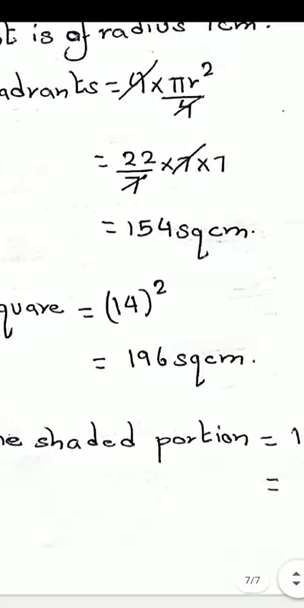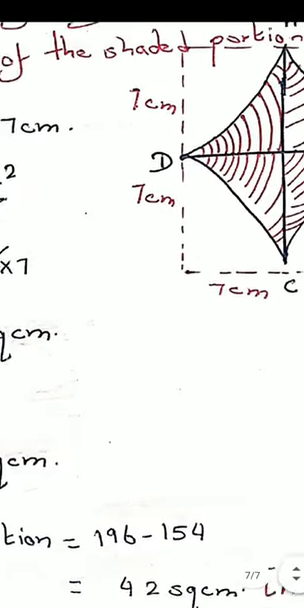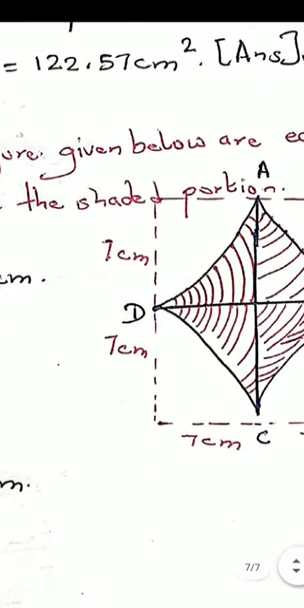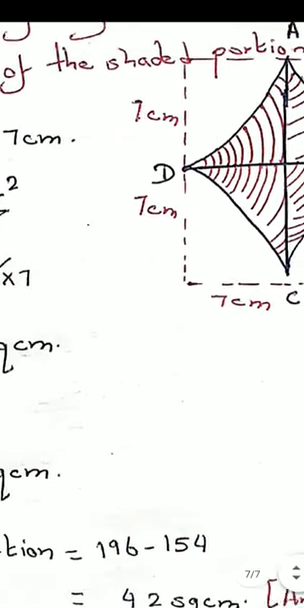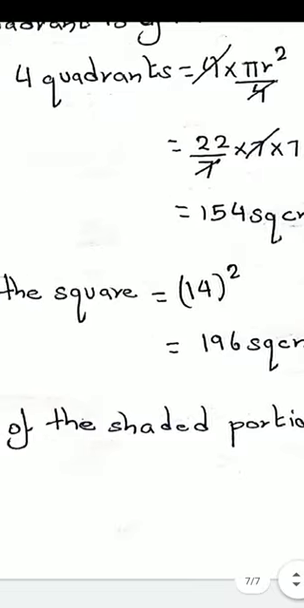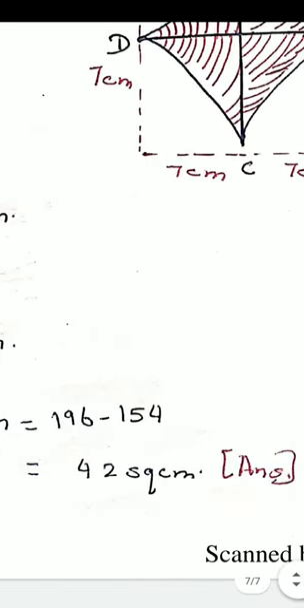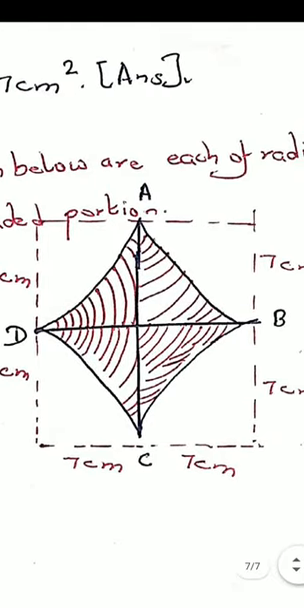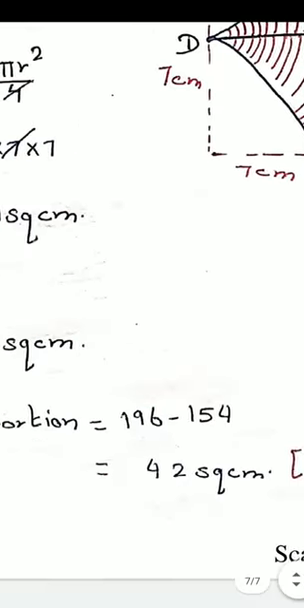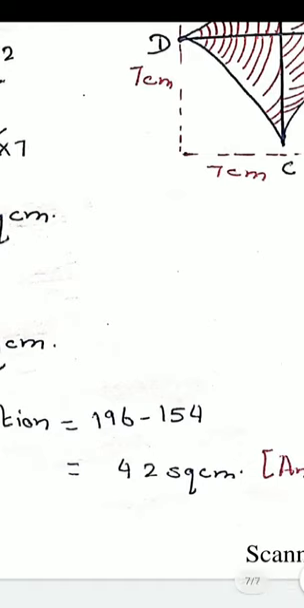So the area of the square will be 14 square. How I got the side to be 14 is, if you see here, I need to add 7 and 7 to make the bigger square. So it will be 196 square centimeter. So the area of the shaded portion equals 196 minus 154, that is 42 square centimeter. From the bigger square, I'm just removing the area of each quadrant, so I'll get the answer. Yes, I hope this is clear.